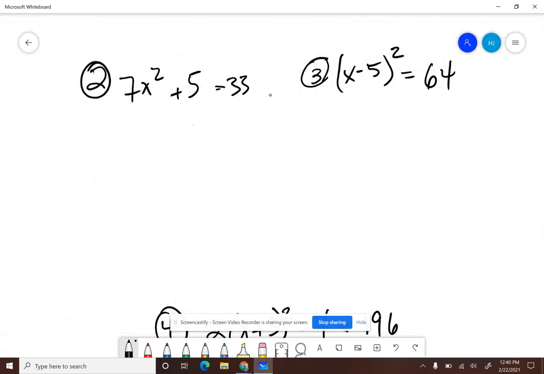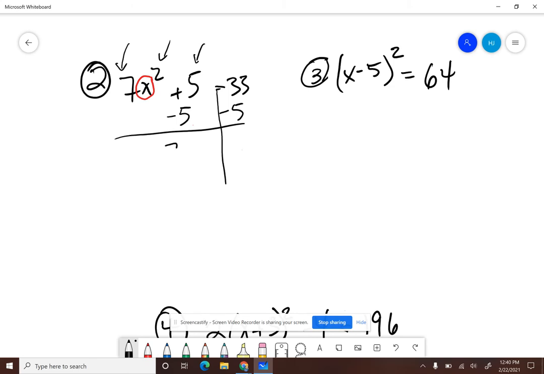With number 2, I've got the same exact scenario in that I need to isolate this x. But notice that there is a ton of stuff attached to it. This 7 is attached to it, this squared is attached to it, and this 5 is attached to it. I need to get rid of everything else in order to really isolate this x. This is no different than other problems we've worked before. We would get rid of this 5 first, move the 5 to the other side, so that we can begin to get this thing isolated.